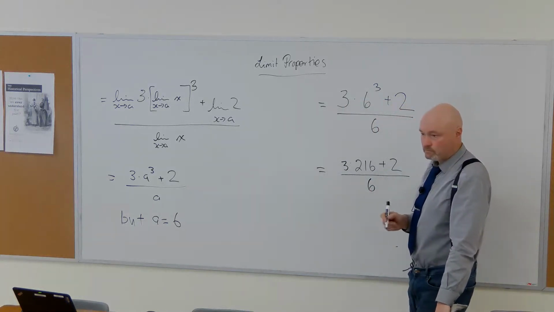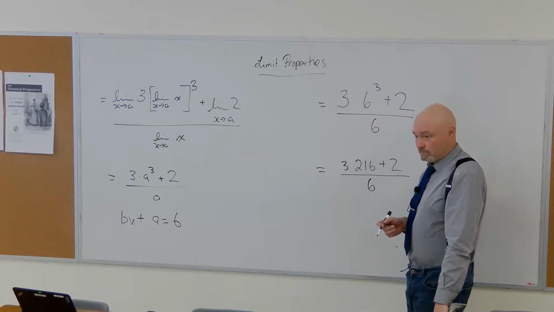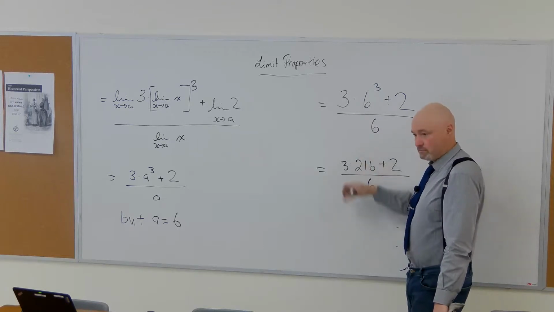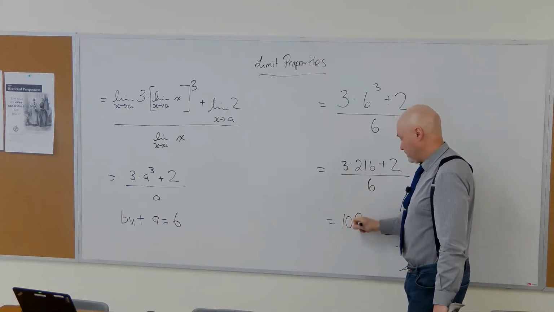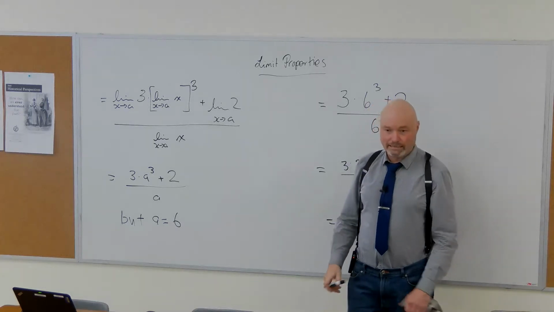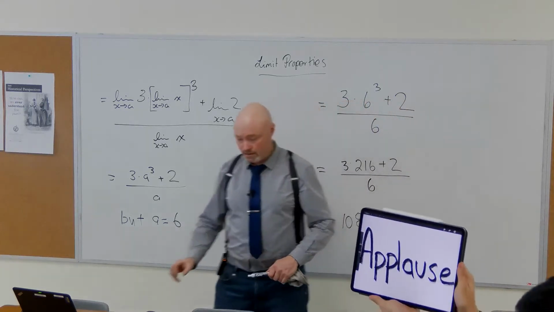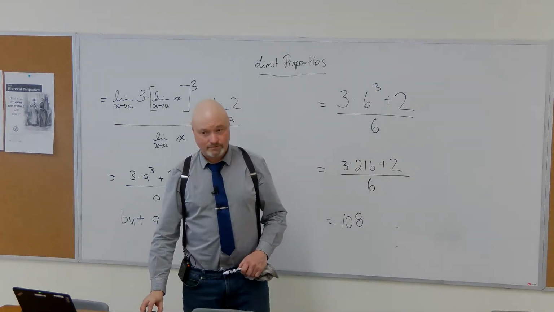Okay. Anyway, somebody puts this into their calculator, and they get 108 for the whole thing. And it's 108, just the way we thought it would be. Anyway, that's the properties of limits. That's easy. It's the end of calculus for today. That is so easy. End.